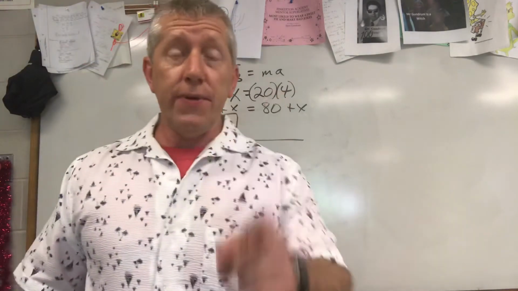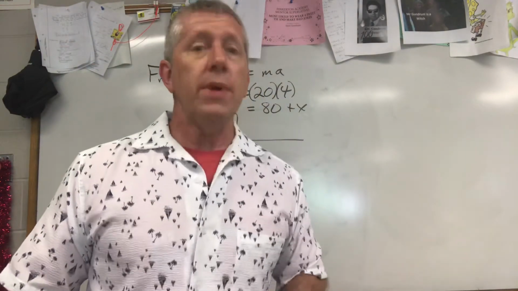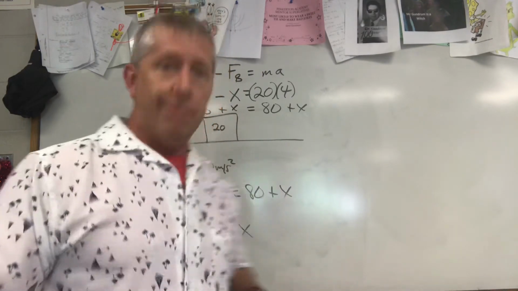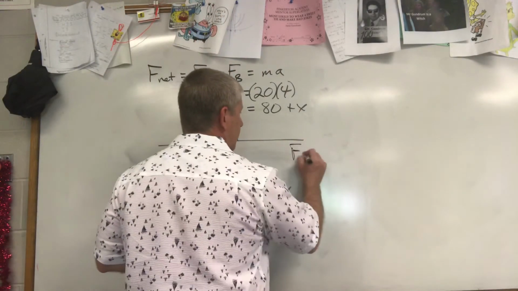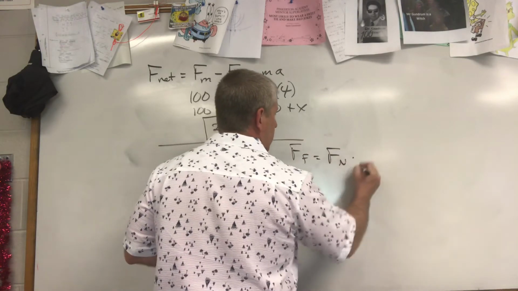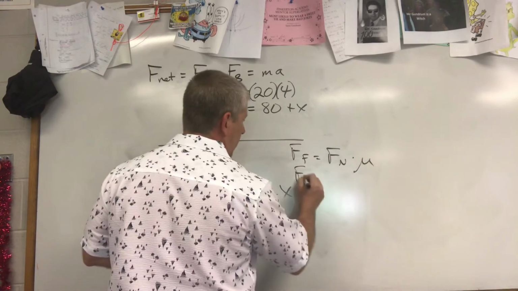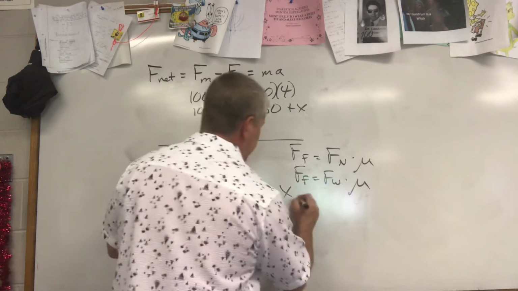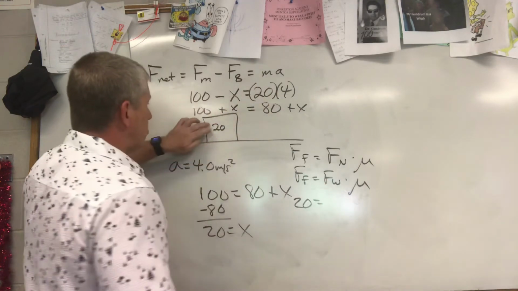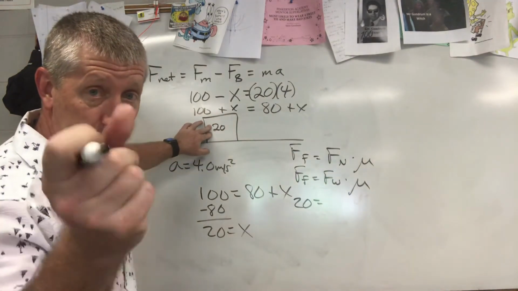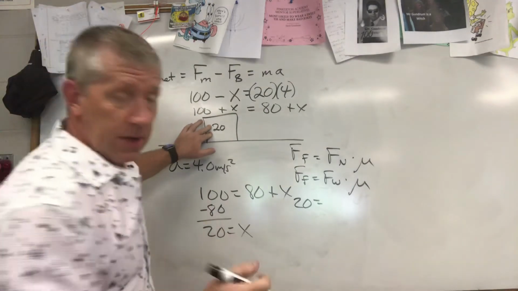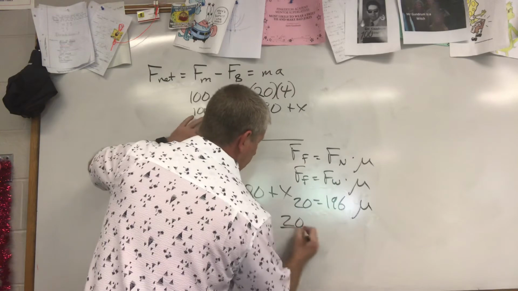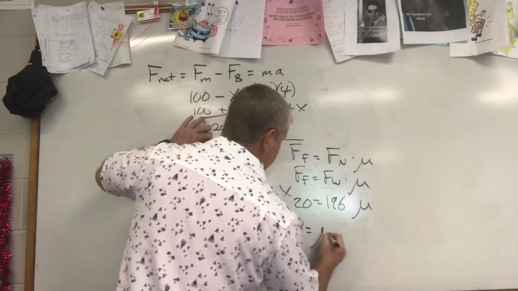Now, we could figure out the coefficient. Yes, we can. It doesn't ask for it. Let's move on. No, let's figure it out. Because FF is equal to Fn times mu, horizontal, FF equals FW times mu. We now know the force of friction is 20. We know weight is going to be 20 times 9.8. Remember, mg. 20 times 9.8 is 196 times mu. So 20 divided by 196 will give me the coefficient of friction.